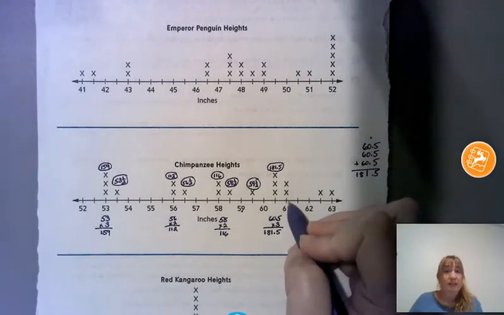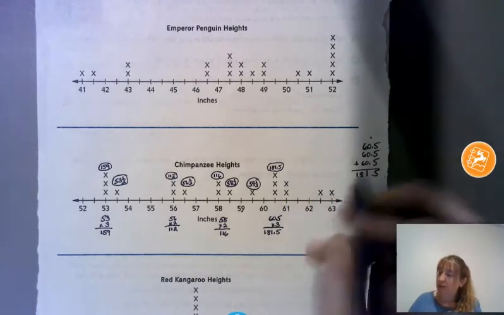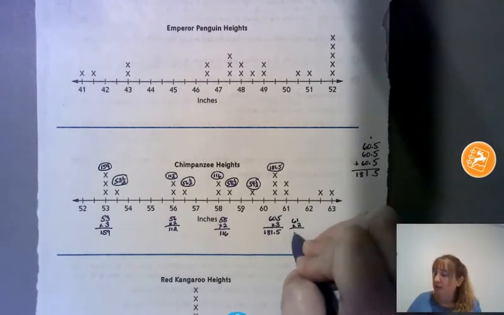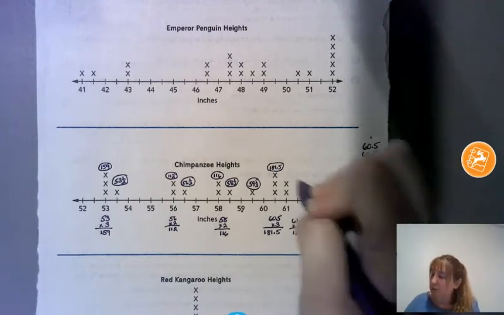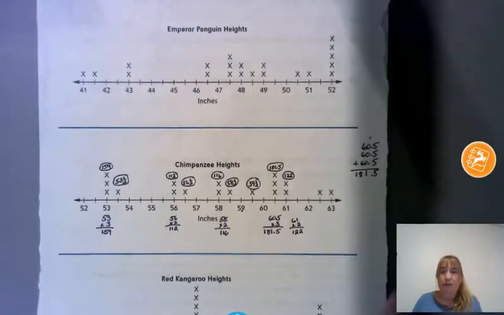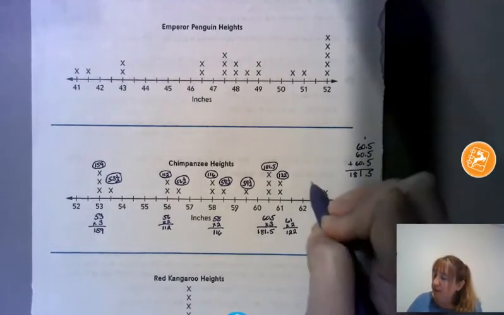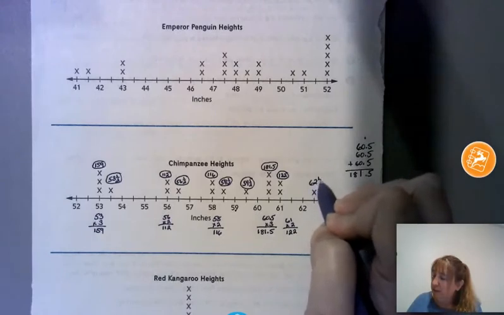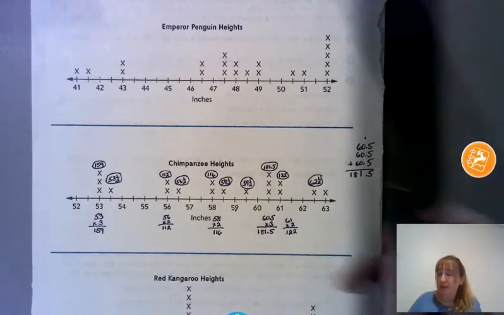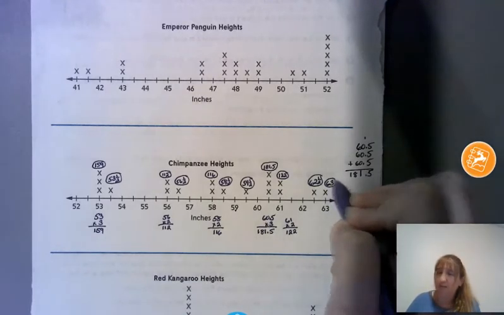We have 62 as our next one, and we have two chimpanzees that are 61 inches. So 61 times 2 would give us 122 right here. Go ahead and circle that because I know that's my next measurement. Then once again, we have one here at 62 and one half. And then we have one more chimpanzee that came in at 63 inches.